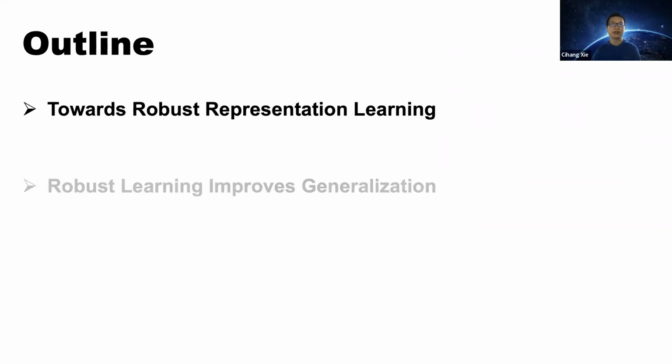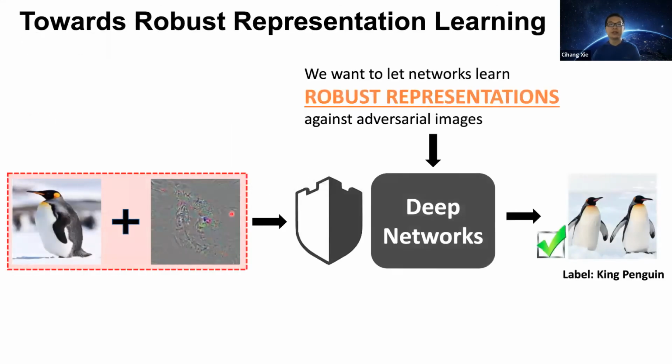So for the first part, towards robust representation learning, the basic goal is that, say, we get the adversary inputs and we send them to the network, and we wish the network can already learn some robust representations. That means, given these adversary examples, the network can still extract their features correctly, and then the final result should be correct, to say this is a king penguin.